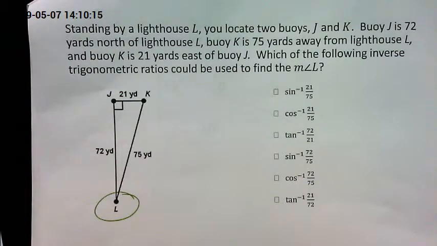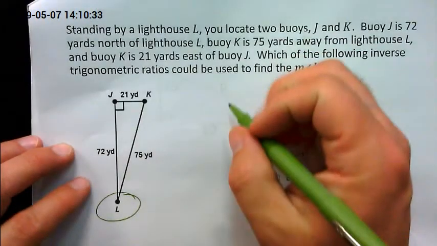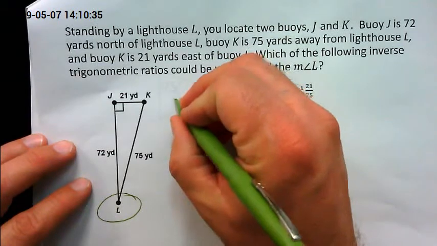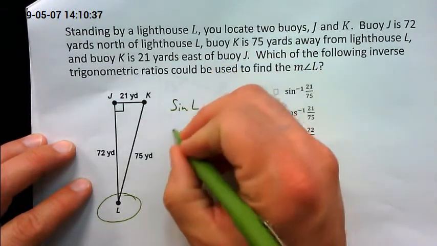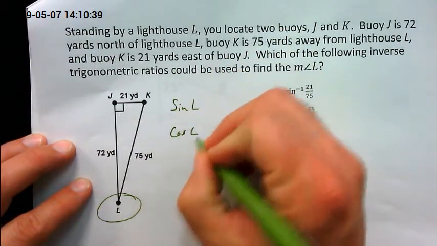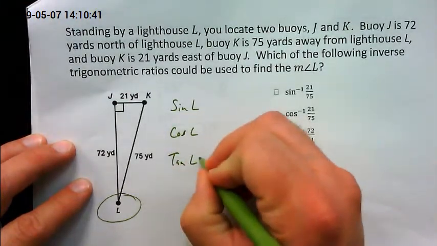All right, so first thing I would recommend doing is set up the problem as if you were going to solve it. So we have all the sides. Does it matter if you're using sine, cosine, or tangent to solve? No, because they give you all the possibilities there, right? So we have sine of L, cosine of L, tangent of L.